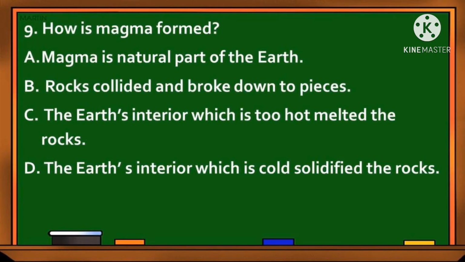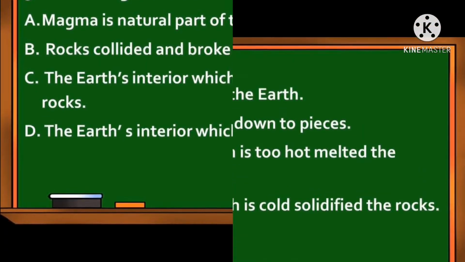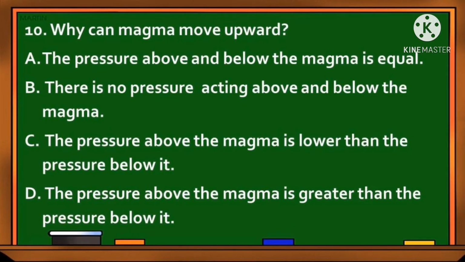Number 9. How is magma formed? A. Magma is a natural part of the earth. B. Rocks collided and broke down to pieces. C. The earth's interior, which is too hot, melted the rocks. D. The earth's interior, which is cold, solidified the rocks. Write your answer.